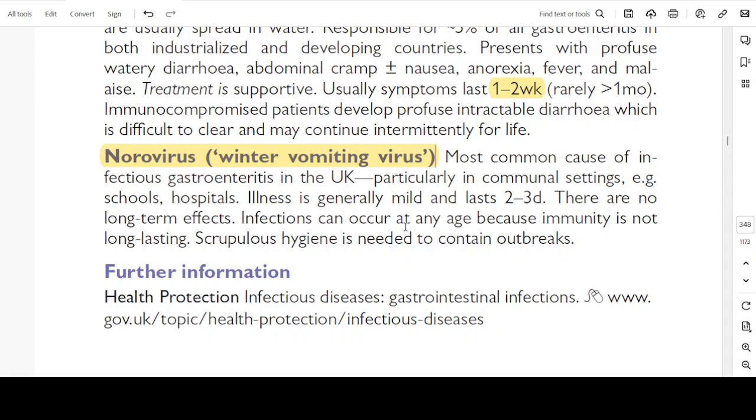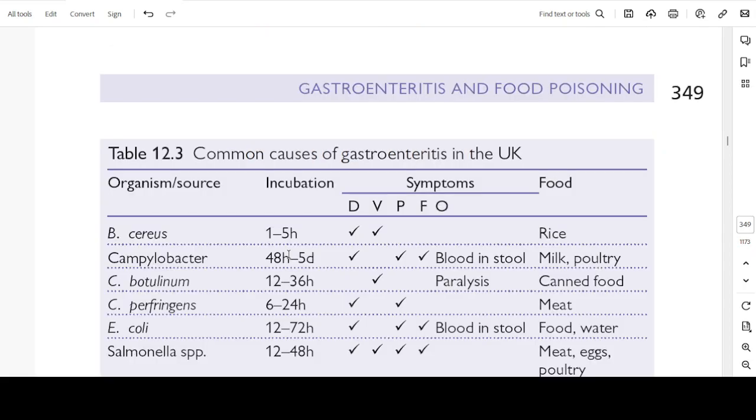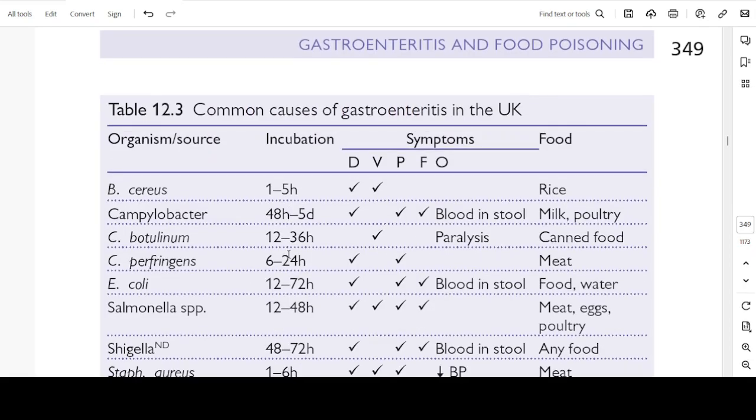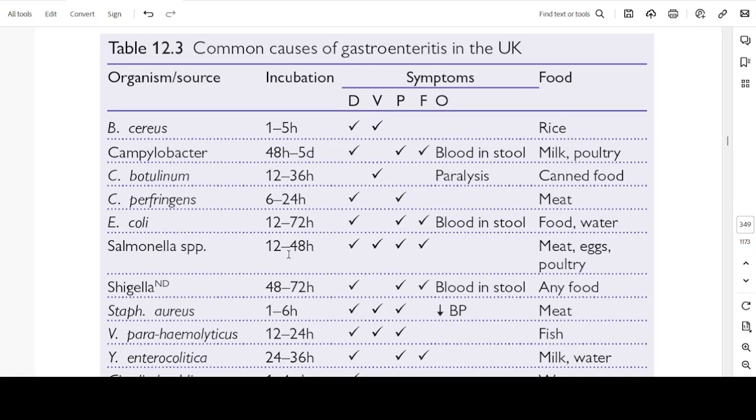Infections can occur at any age because immunity is not long-lasting. Scrupulous hygiene is needed to contain the outbreaks. So, winter vomiting virus or norovirus, most common cause of infectious gastroenteritis in the UK. So we have a table here, common causes of gastroenteritis in the UK.